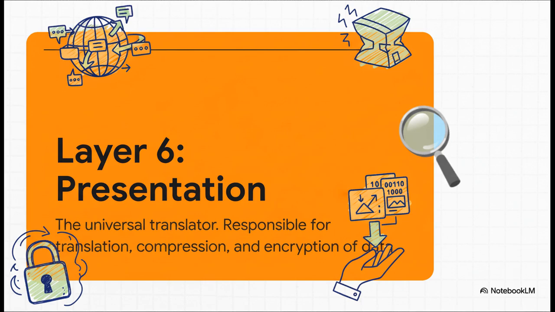Just below that, we've got Layer 6, the presentation layer. The best way to think about this one is as the network's universal translator. It takes the data from your app and makes sure it's in a format that the other computer can actually understand. It also does super important jobs like compressing data to save space and encrypting it to keep it safe.